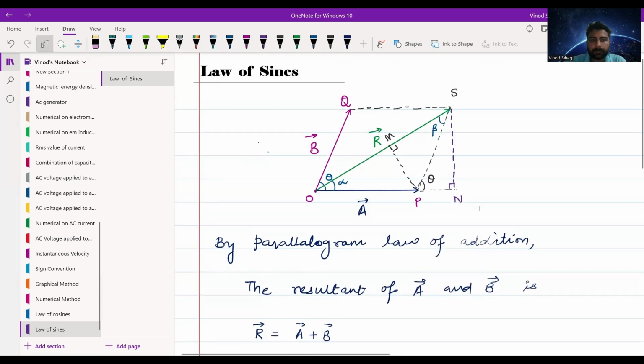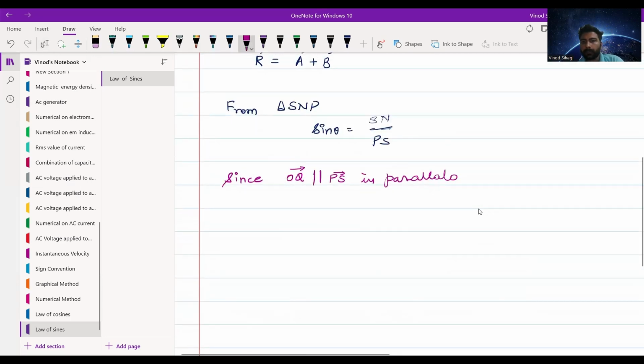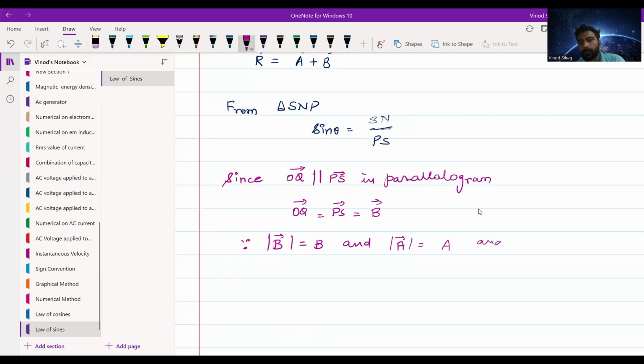In parallelogram, then what we can say is that OQ equals PS vector equals B vector. And since the magnitude of B vector is B, and the magnitude of A vector is A, and the magnitude of R vector we are going to denote by R.